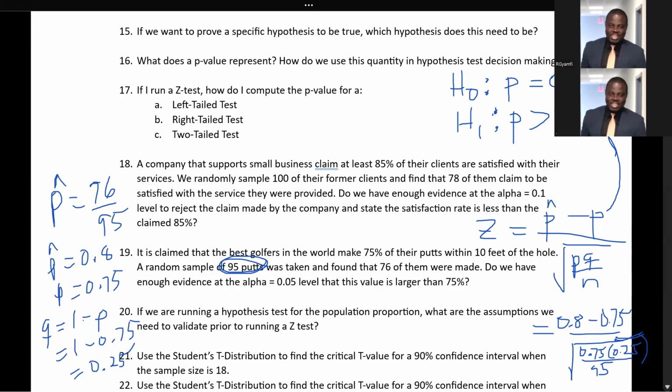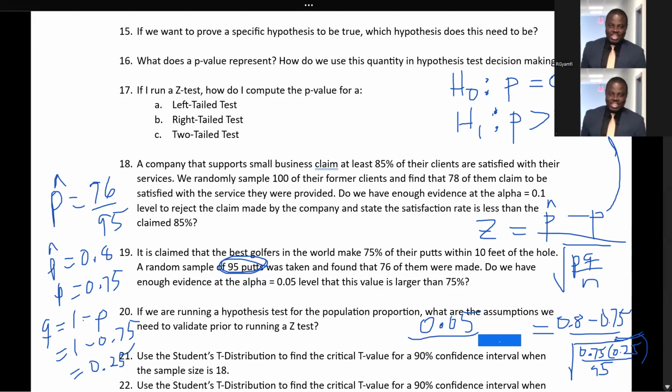Now, for the bottom, you have to do what is under the square root first, and everything at the bottom is under the square root, or the square root affects all of it. So you do everything first, 0.75 times 0.25 divided by 95, and that gives you 0.001973684211. And then you put a square root on that, and that gives you 0.04443.